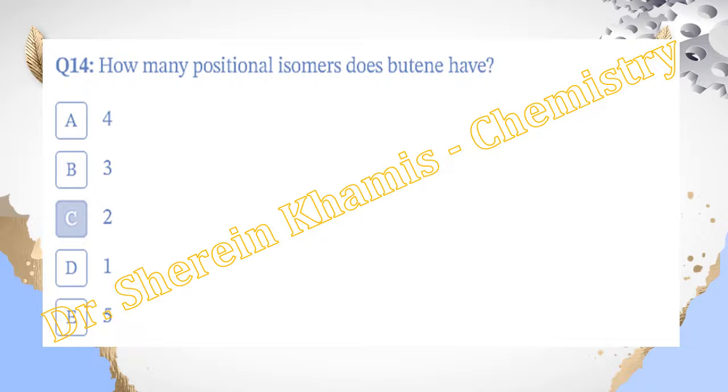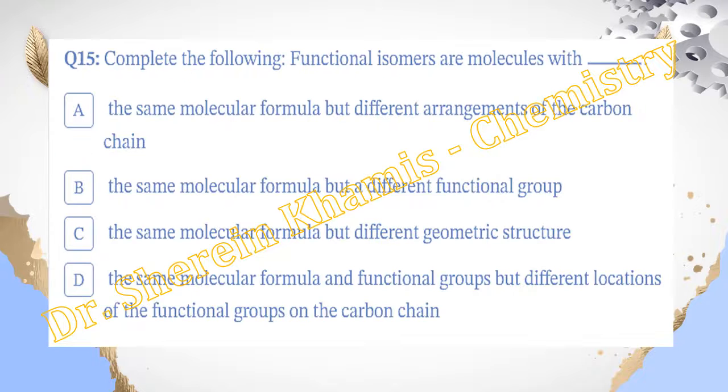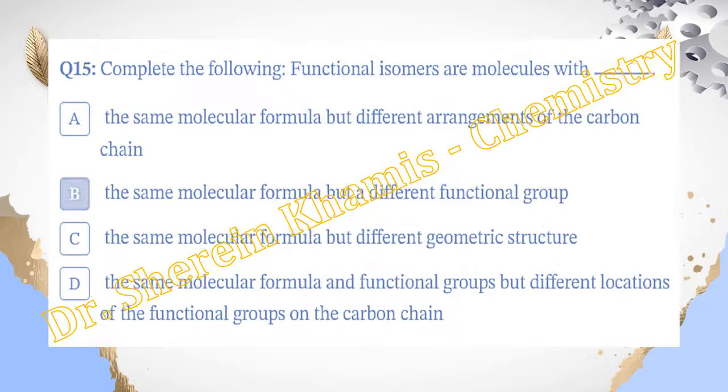Okay, let's go to the last question of our group today, question 15. Question 15 says: complete the following. Functional isomers are molecules with the same molecular formula, but different in the functional group. One of them has a ketone, one has an aldehyde, one has an ether group, one has a carboxylic group. So the right answer will be letter B: all the functional isomers are molecules with the same molecular formula but different functional groups.